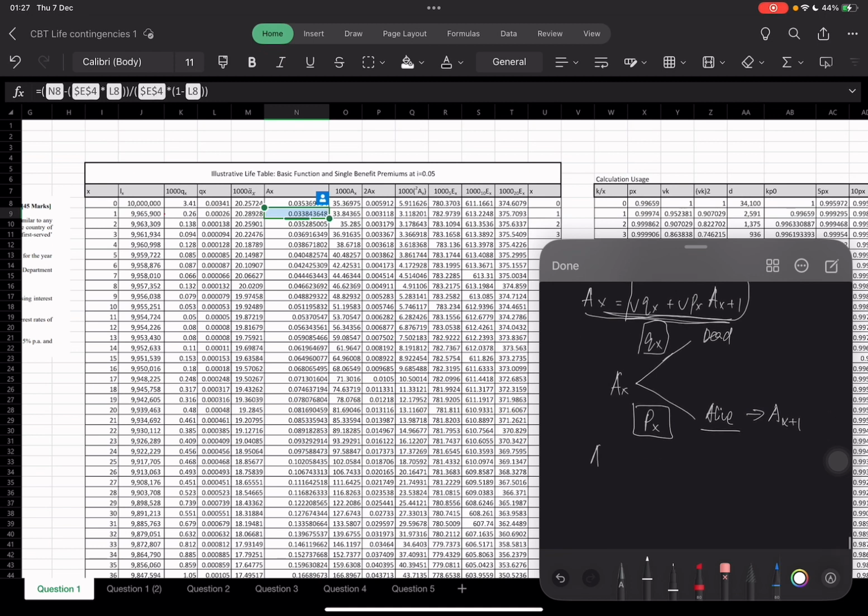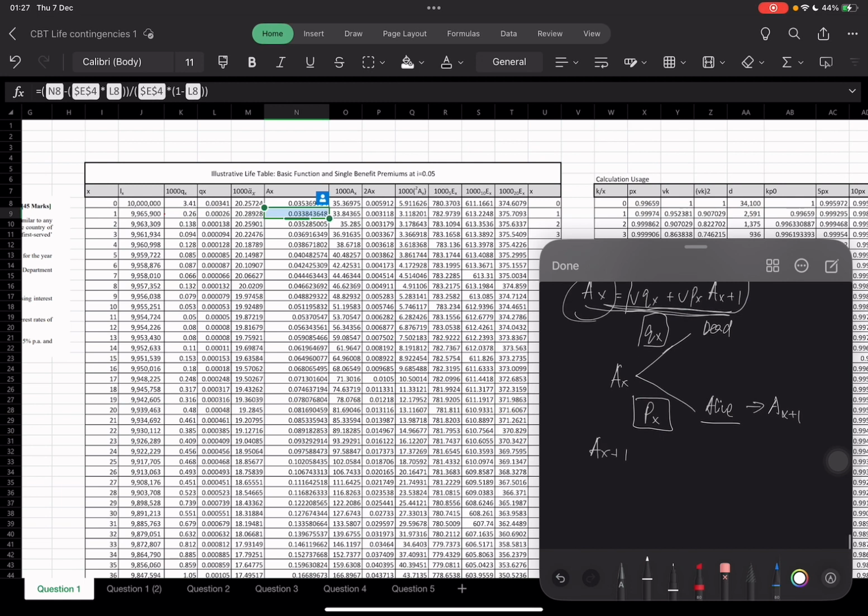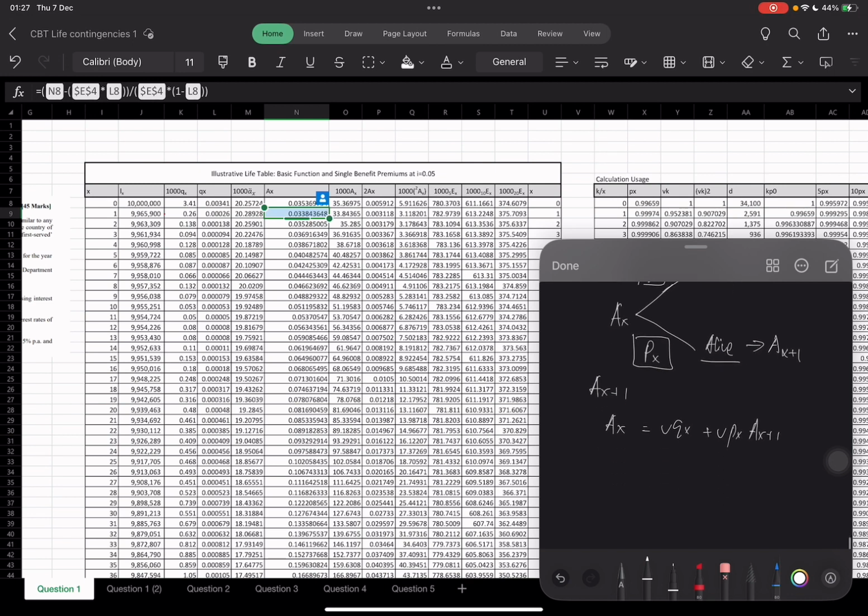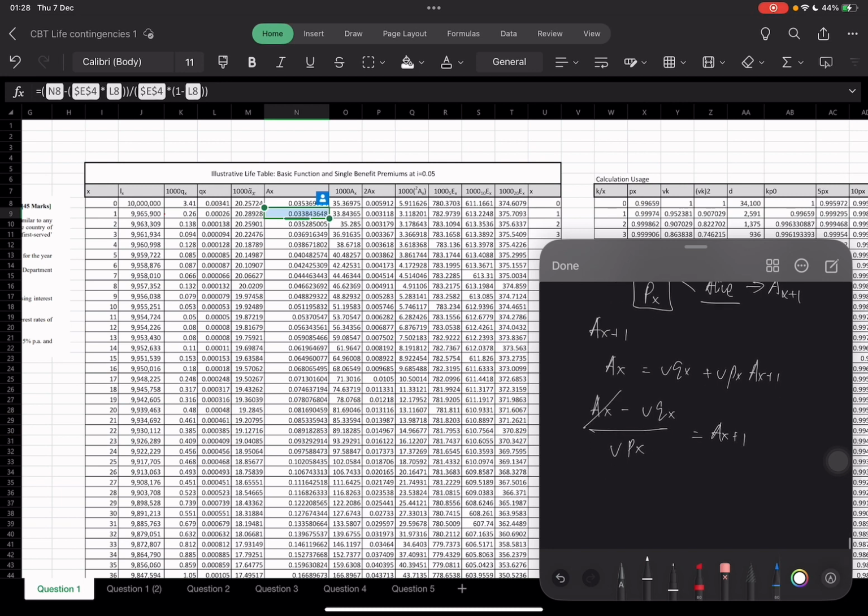To calculate A(x+1), we have Ax here. We can use the formula: Ax minus v qx, divided by v px, equals A(x+1). We have Ax here, we have v, we have qx, where x indicates the age.